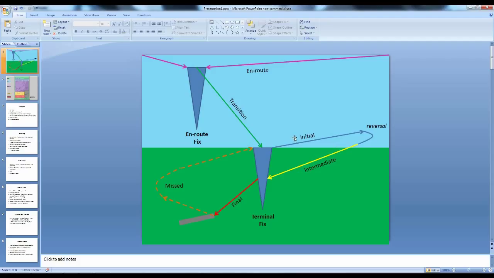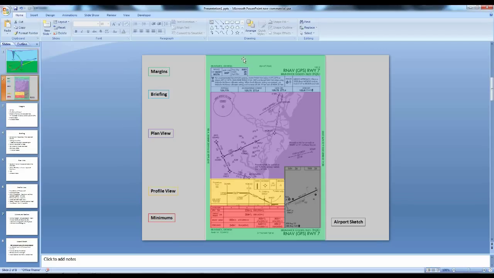With the exception of the reversal, the initial, the intermediate, and the final usually are just straight lines between waypoints. The initial can be different because it often has the course reversal or a DME arc or whatever. But regardless, the approach is the same. It's just straight lines flown between waypoints with the asterisk needed in certain places. So here is a view of an instrument approach chart. And it shows the chart divided into certain sections.